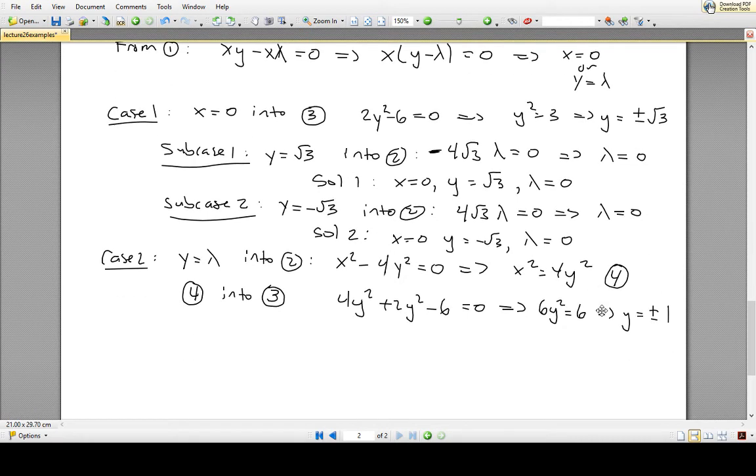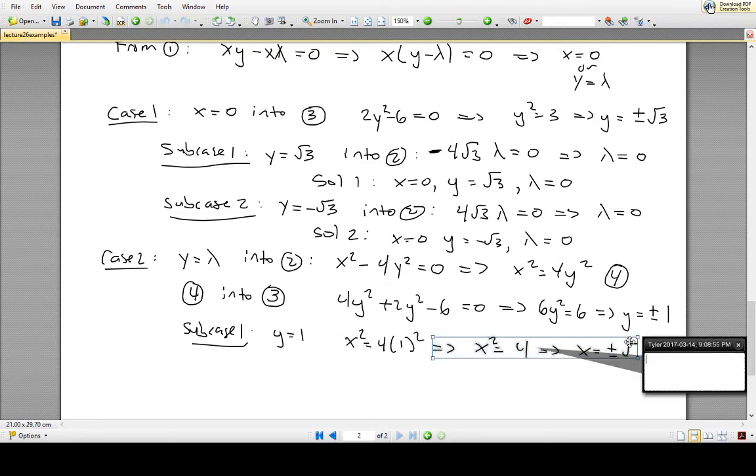Okay, so now if I do subcase 1, let's choose y is equal to 1. If y is equal to 1, I know from equation 4 that x squared equals 4y squared. So x squared equals 4 times 1 squared, which means x squared is equal to 4, which means x is equal to plus or minus 2. X has got to be equal to plus or minus just 2, not the square root of 2, just 2.